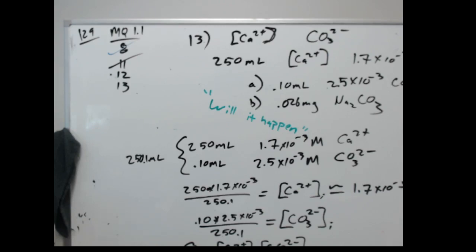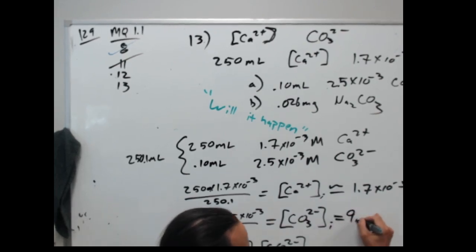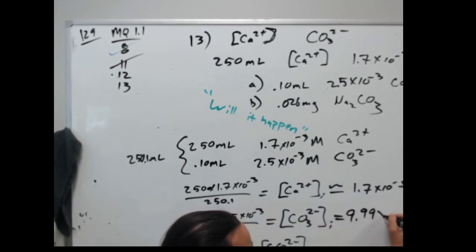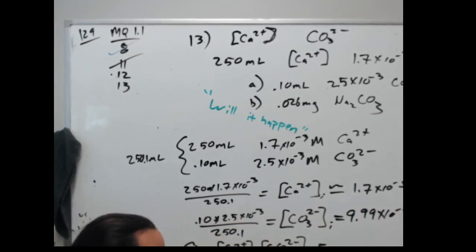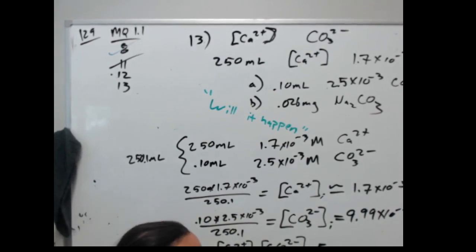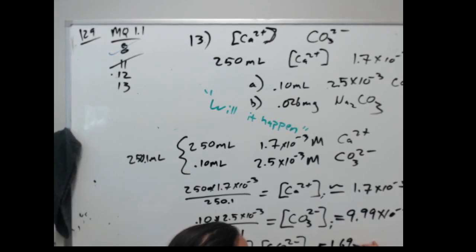So let's go ahead and do this calculation and figure out will anything happen real quick. I'm going to do 0.1 times 2.5 times 10 to the minus 3 divided by 250.1, and I'm going to get 9.99 times 10 to the minus 7. Then I'm going to calculate my Q value. That's going to be times 1.7 times 10 to the minus 3. And I'm going to get 1.699 times 10 to the minus 9.